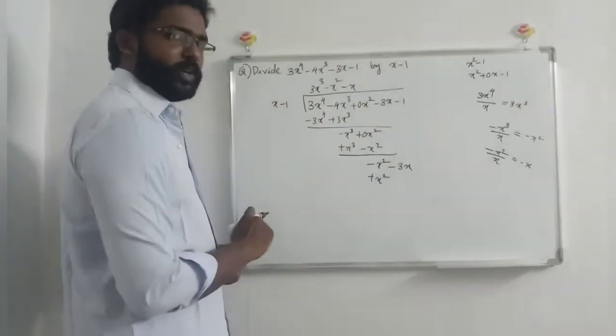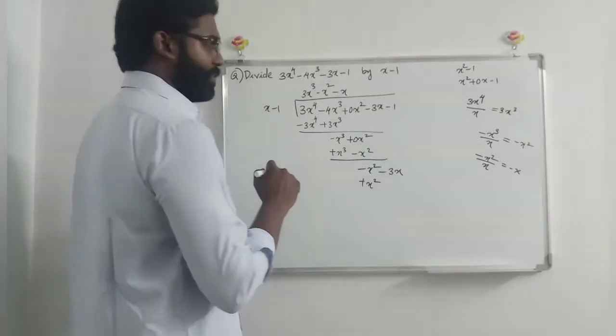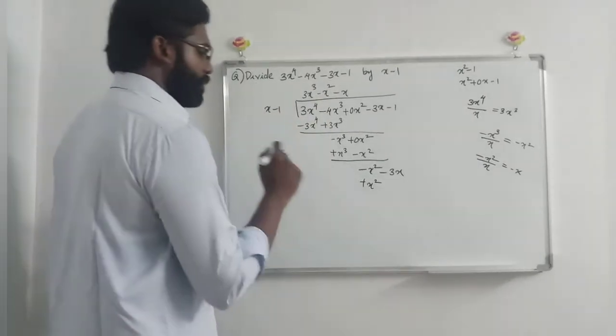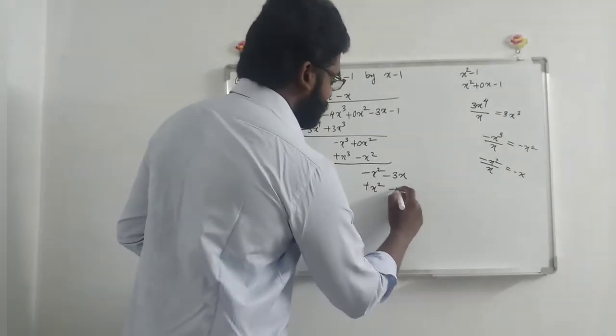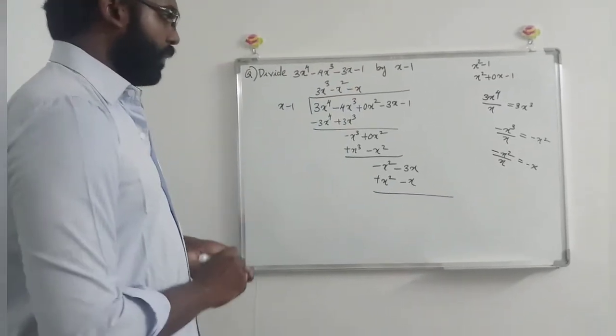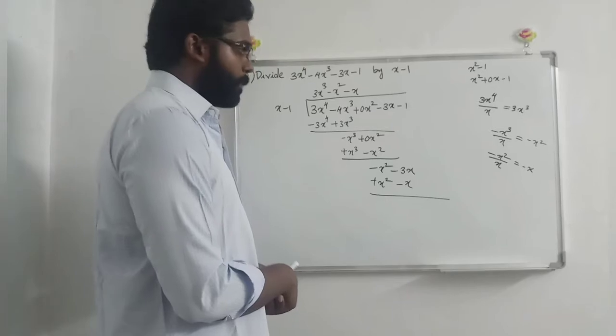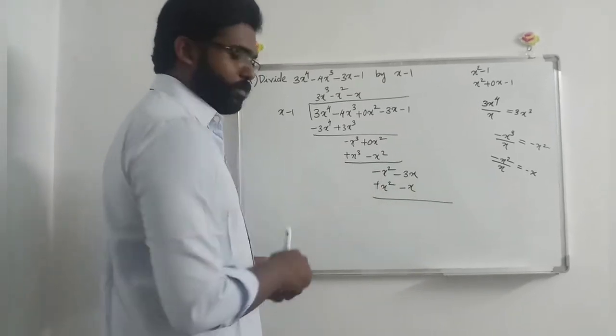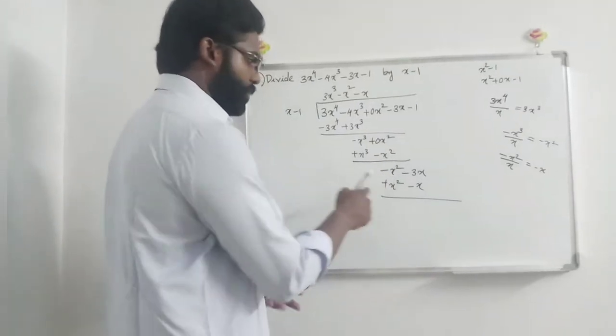Minus x into minus 1 plus x. Minus into minus plus x, but we write minus x. Next, what is this? First two terms are cancelled. Minus x square plus x square.